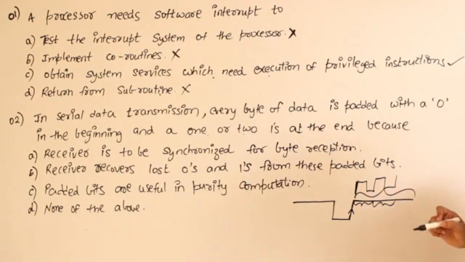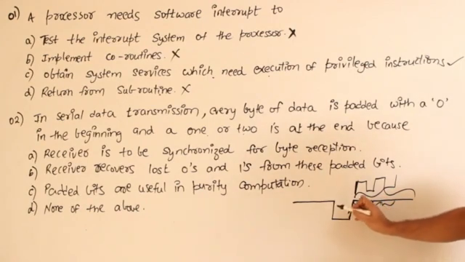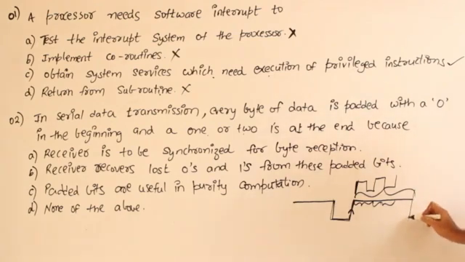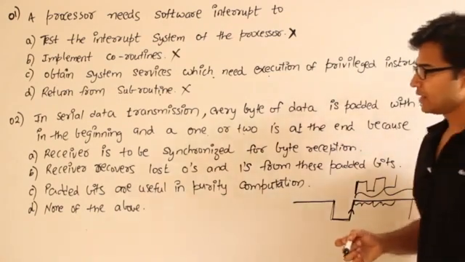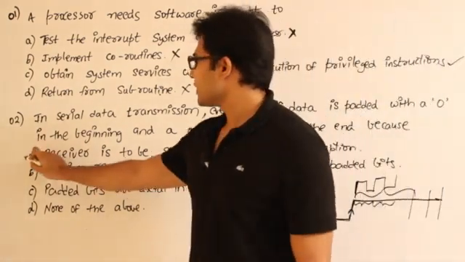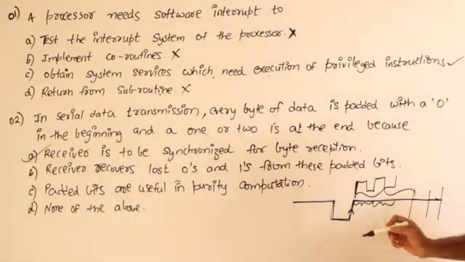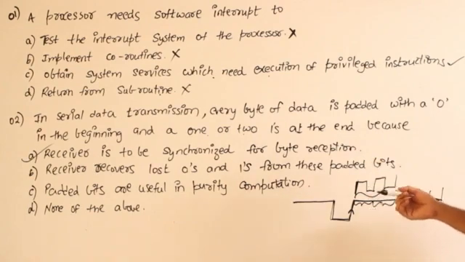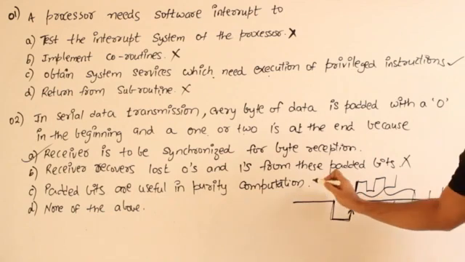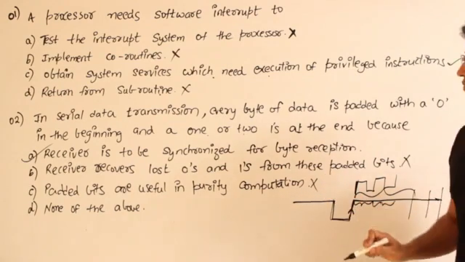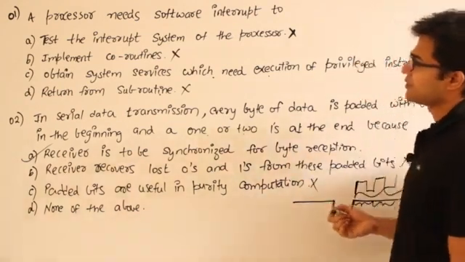Got it? So that is why this particular edge, or in particular this 0, is used for synchronization, and also at the end we are going to have 1 or 2 bits of ones. They are generally used for synchronization only, right? So the receiver is to be synchronized for the byte reception. That is the reason. Receiver recovers the loss of zeros and ones from the padded bits, no, error recovery and parity correction, no, right? It is used for synchronization. Okay.